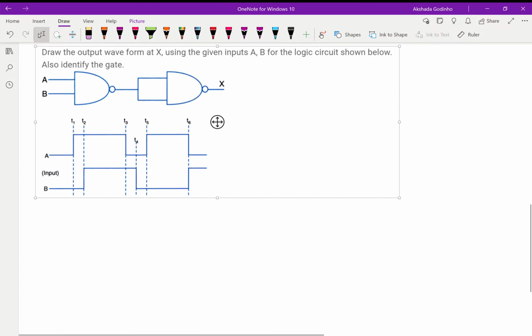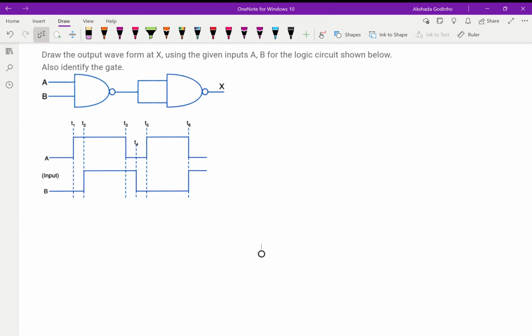I'm just going to increase the size. Now this third problem is rather simple. It's asking us to draw the output waveform at X. So we have been shown a combination of two logic gates. And they're telling us using the given inputs at A and B for the logic circuit shown below. Also identify the gate. This is what we have been told.